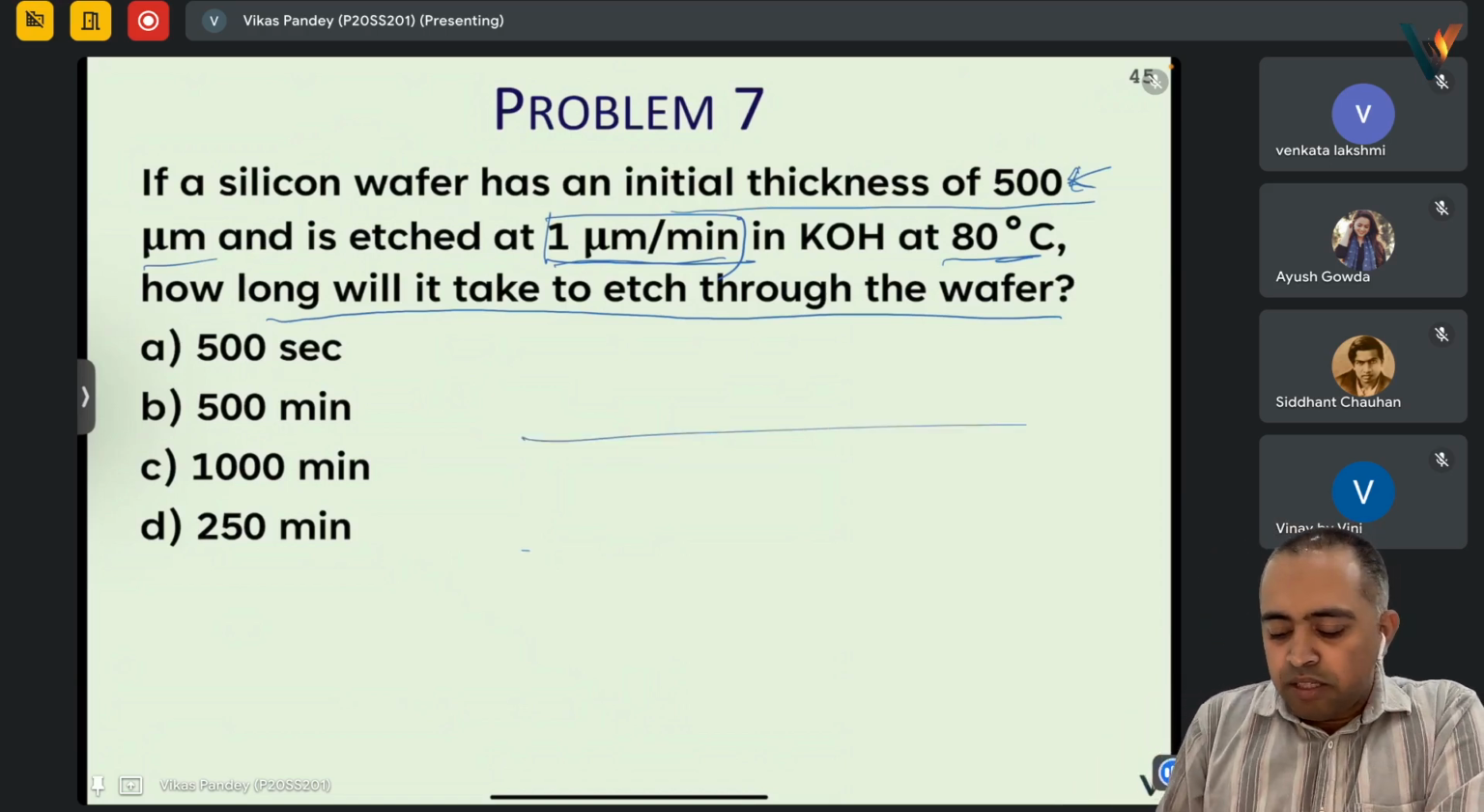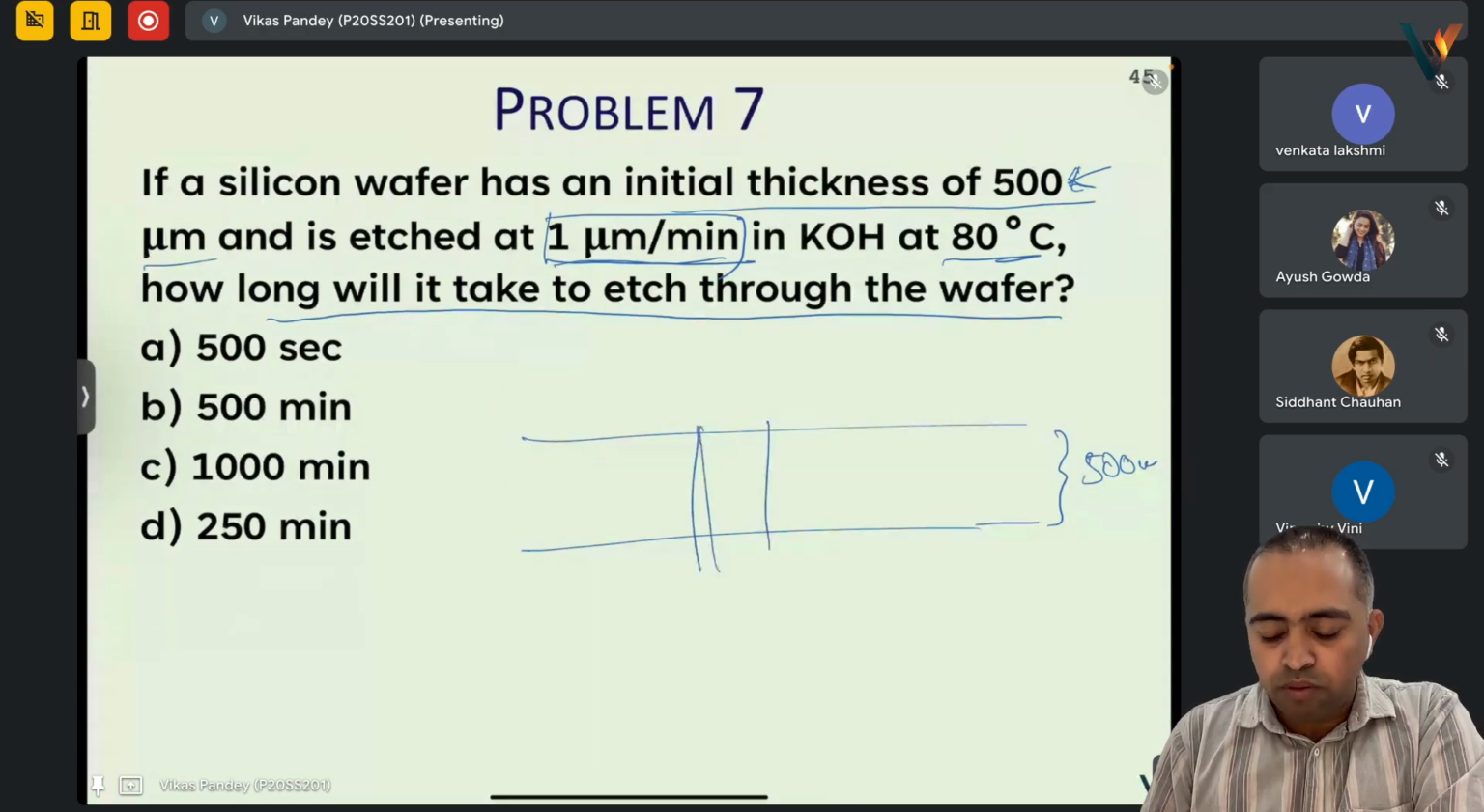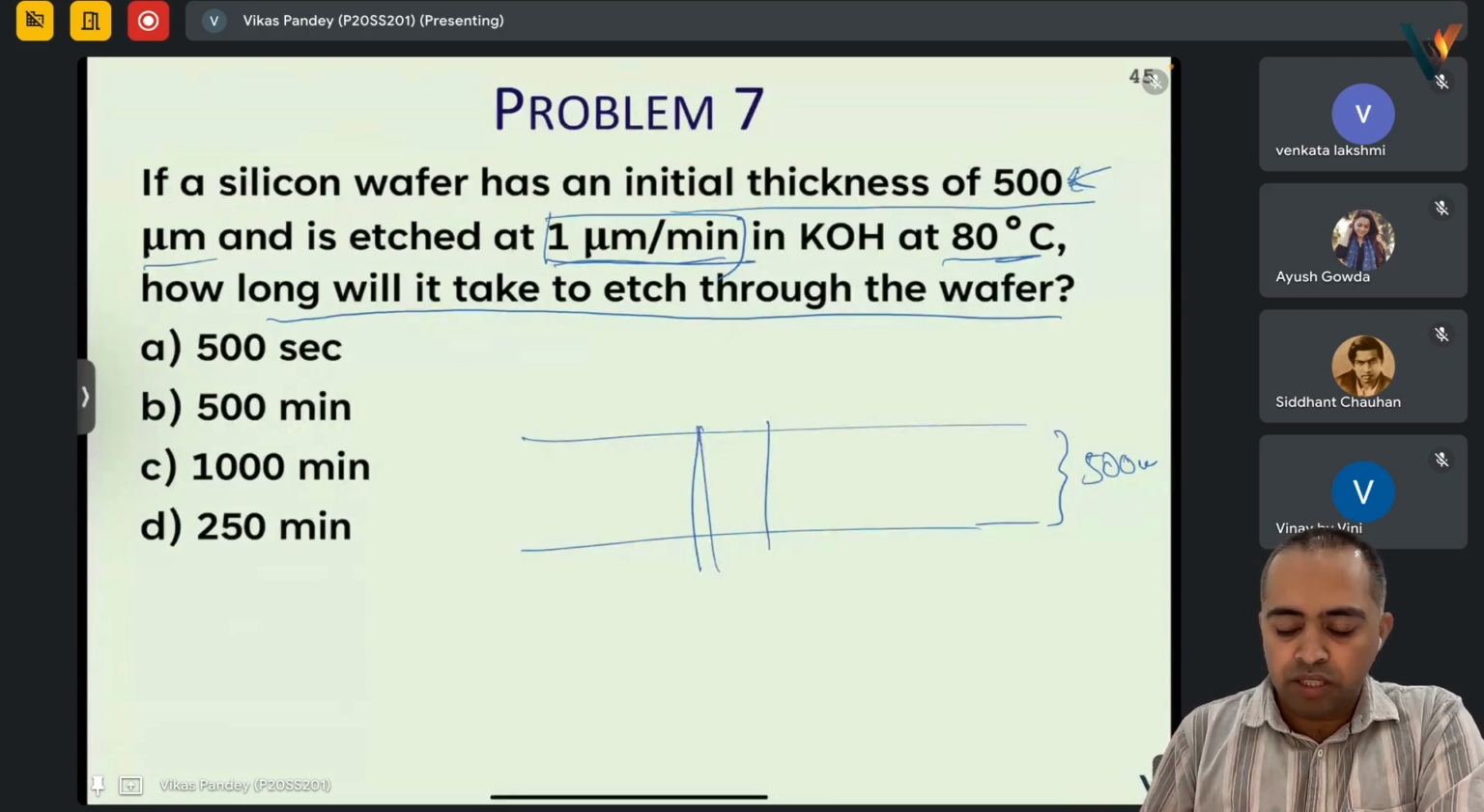It is saying that the thickness is complete 500 micrometer, and we want to create a hole throughout. And this KOH is etching at the rate of 1 micrometer per minute. So it is removing 1 micrometer per minute.